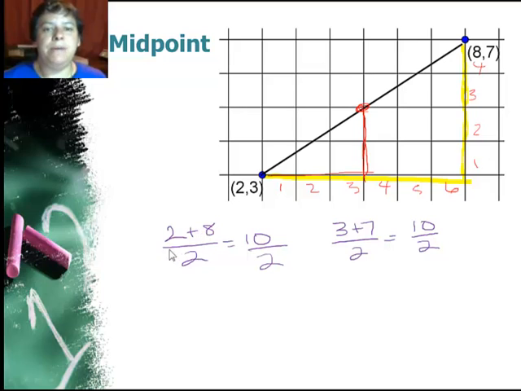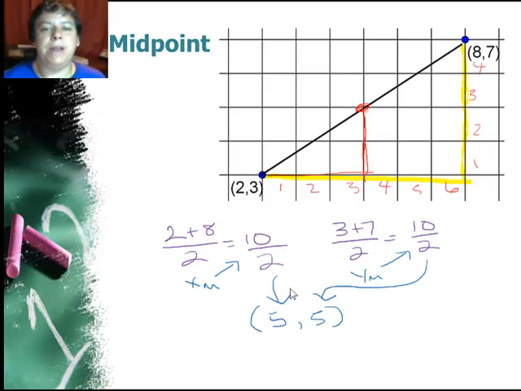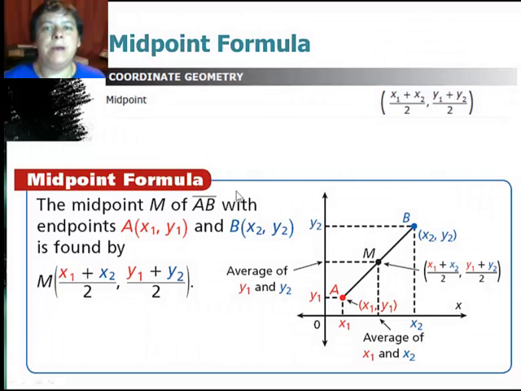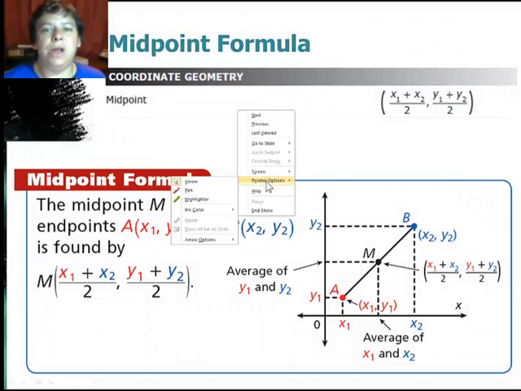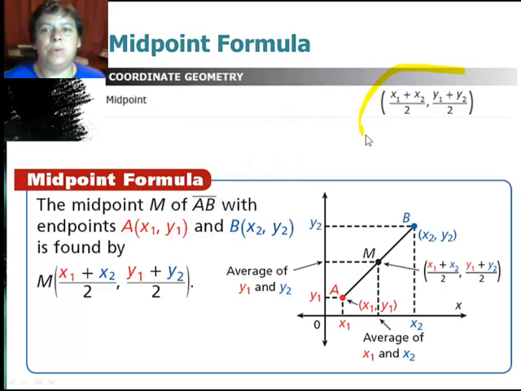2 plus 8 over 2, so that would be 10 over 2. 3 plus 7 over 2 would also be 10 over 2. And then simplifying, I get a midpoint of (5, 5). So this is really where your formula for midpoint comes from. You can see it in your math chart, and it looks a lot like this right here.